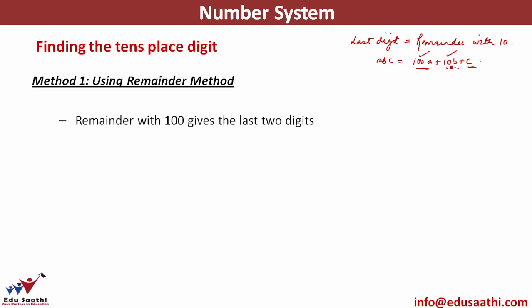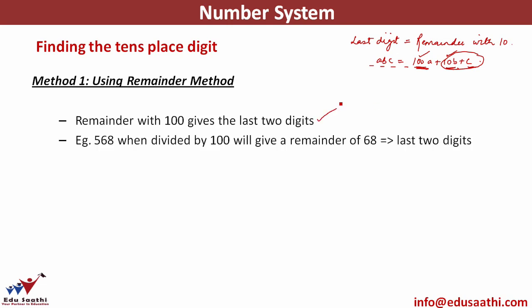So if I have to find the last 2 digits, I will divide it by 100. All the numbers from the hundreds place onward would be multiples of 100, and therefore I will get only the last 2 digits as my remainder. An example you can take is 568. If I divide it by 100, 500 plus 68, I'll be left with the remainder, which is 68, which is basically the last 2 digits that we have.